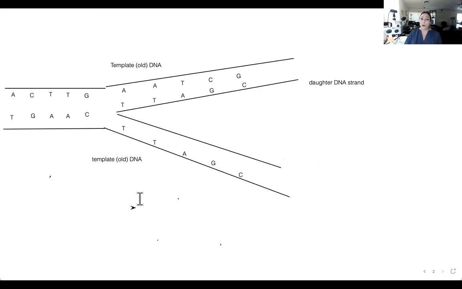Okay, so now I'm looking at the bottom template strand. So you are getting a new daughter strand based on that template strand. So for a T, you get an A. The next T base pairs with an A. T.